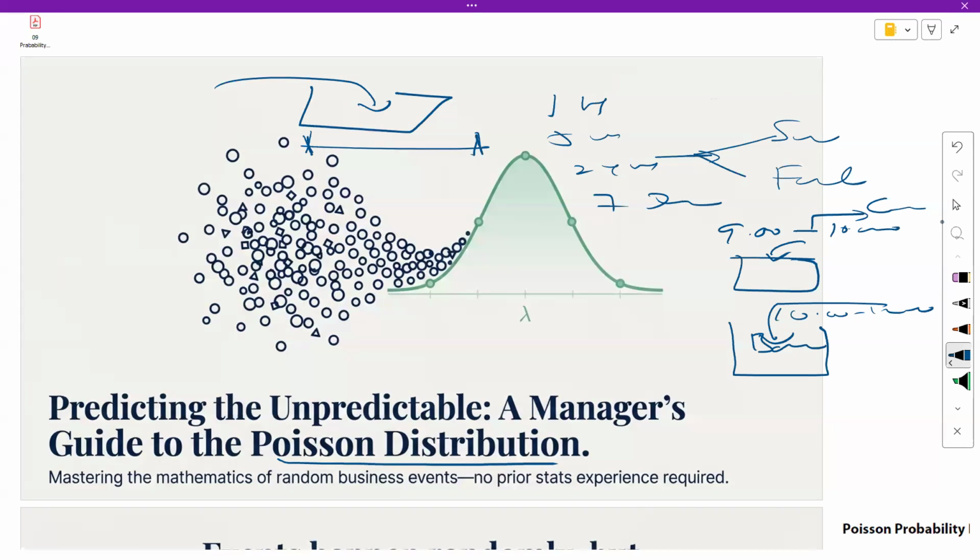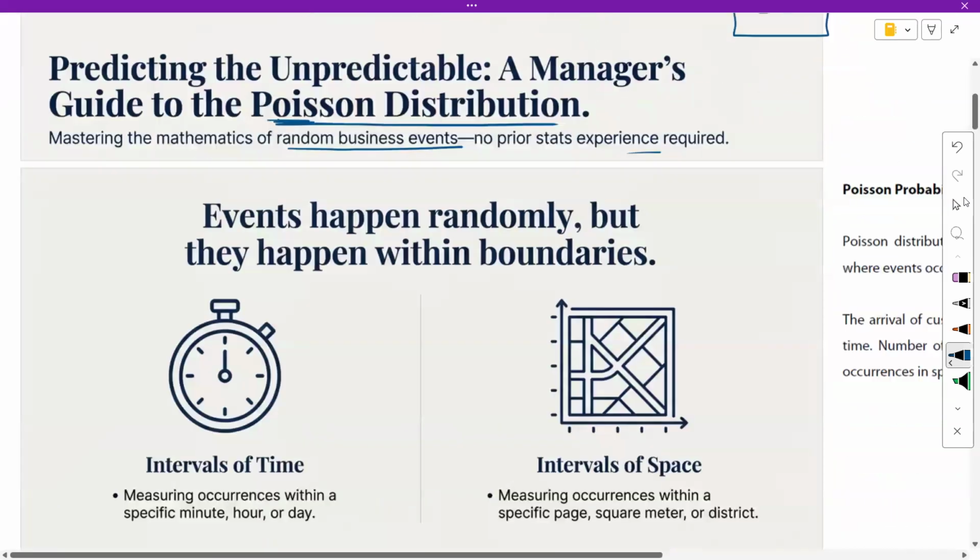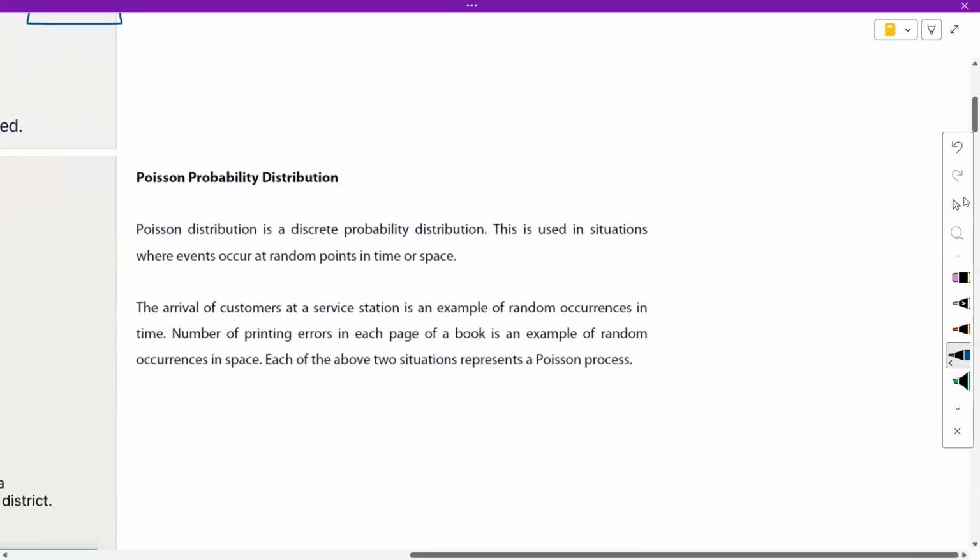Predicting the unpredictable: a manager's guide to the Poisson distribution. The Poisson distribution: mastering the mathematics of random business events. No prior stats experience is required for understanding these things. By definition, the Poisson probability distribution.